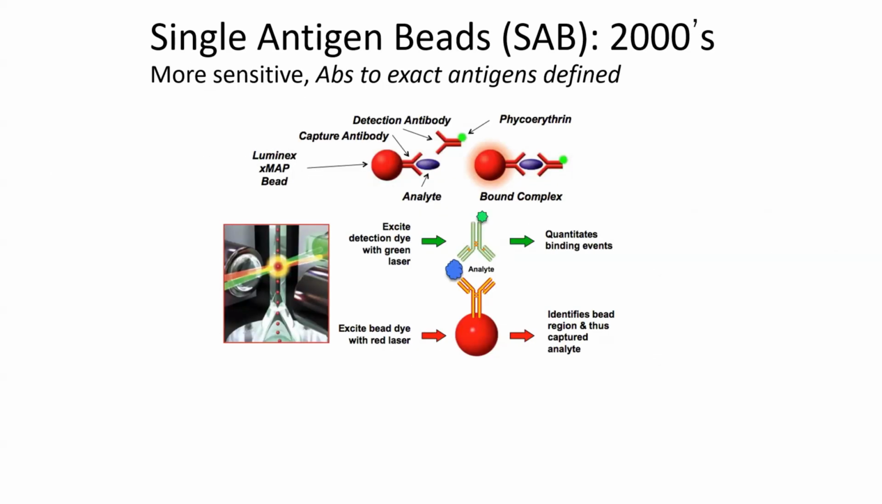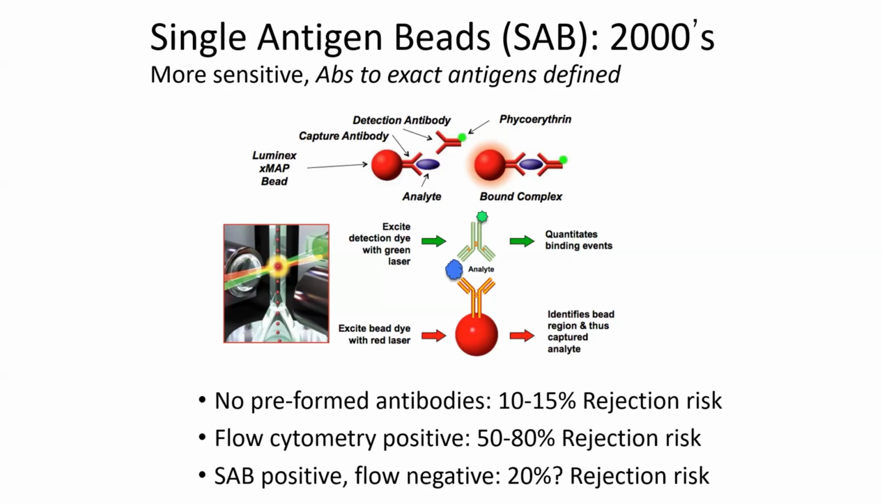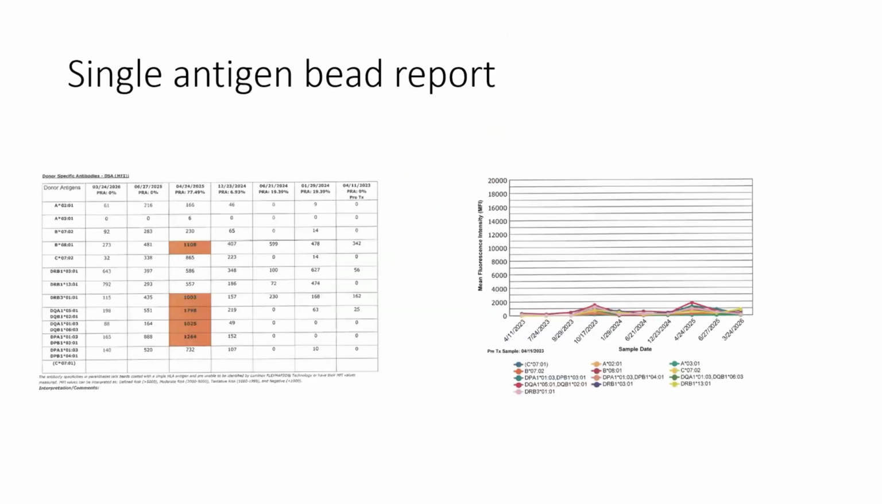The other part of this is that you'll sometimes see us talk about DSA or MFIs for certain DSAs, in particular like A, B, or DR. This is how we identify those. You don't have to know exactly how this is done, but this is single bead antigen detection. This is how we tell what particular antibody is there, and this is how it's reported in our system.